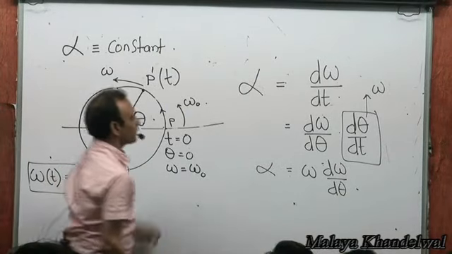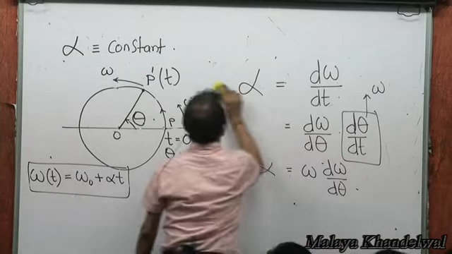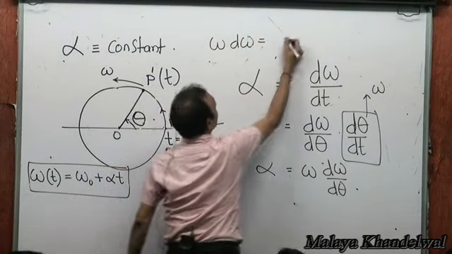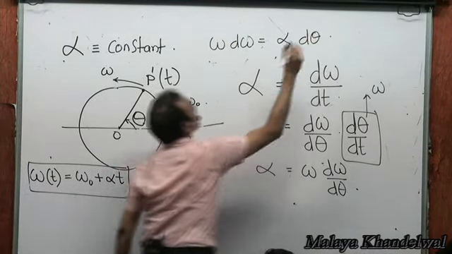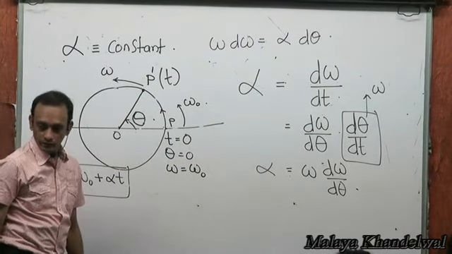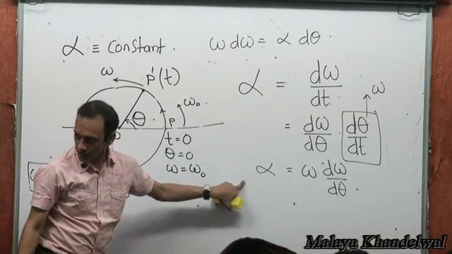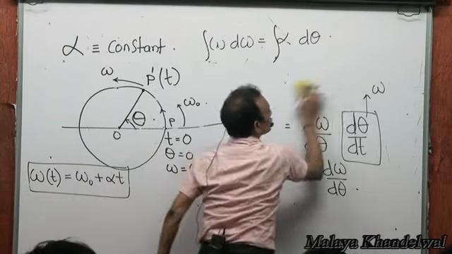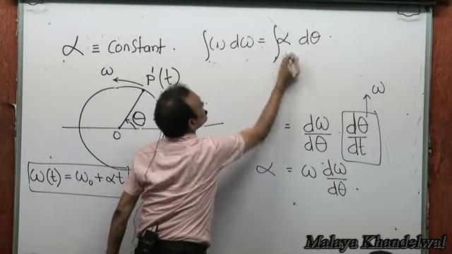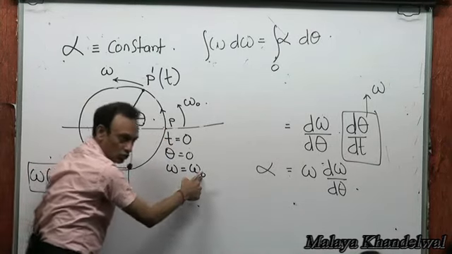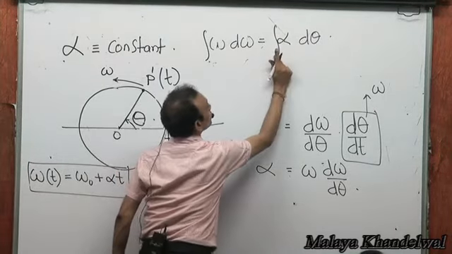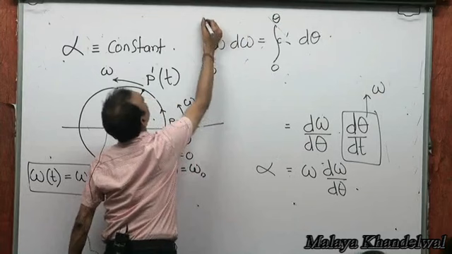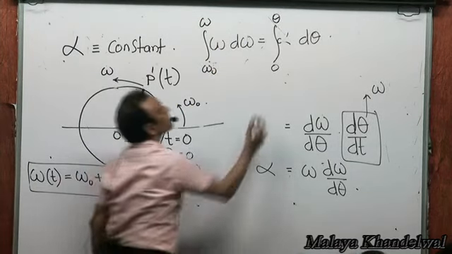Clear? Which then would mean omega d omega is alpha d theta, right? Integrate both sides. When theta is 0, omega is omega naught. And when theta is some theta, omega becomes some omega.